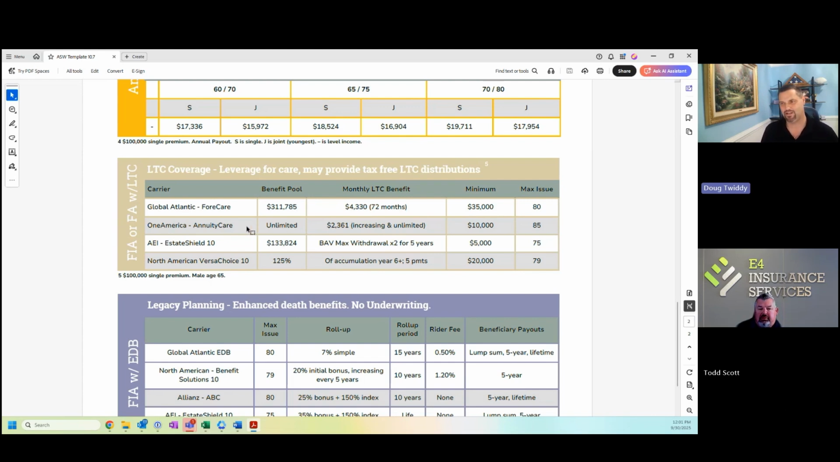The annuity care, indexed annuity care, EquiTrust is bridge, right? Lots of great options for it. I probably dug into that a little bit more than I needed to, but I think it's warranted.